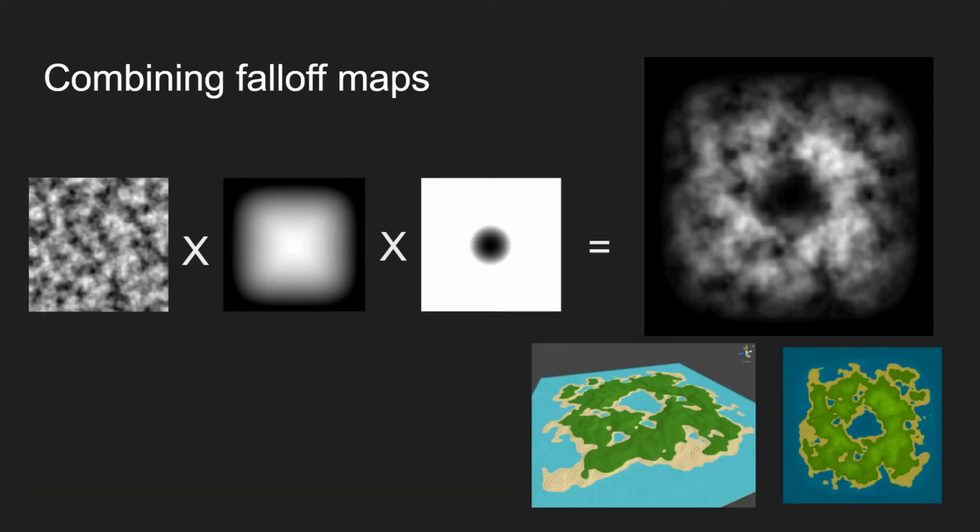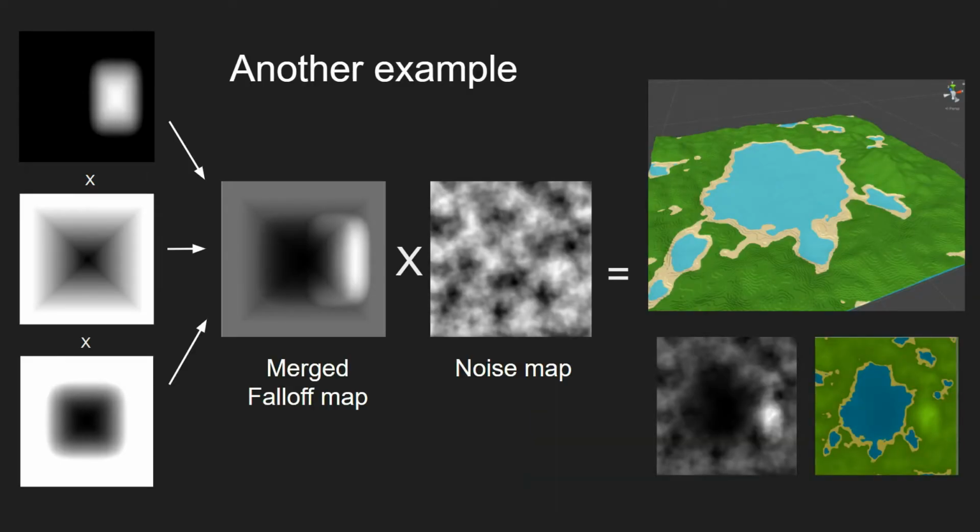Another thing that I can do is combine different falloff maps to give a more sophisticated shape to the island. For example, I can combine a circular falloff map with a squircle falloff map and generate a lake in the middle of the island. Here I can make the opposite and, instead of generating an island, generate a giant central lake surrounded by mountains.